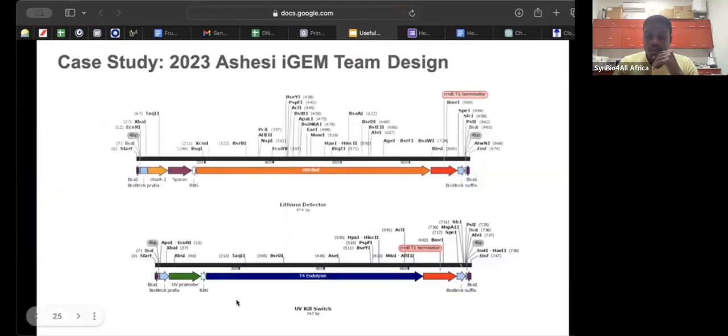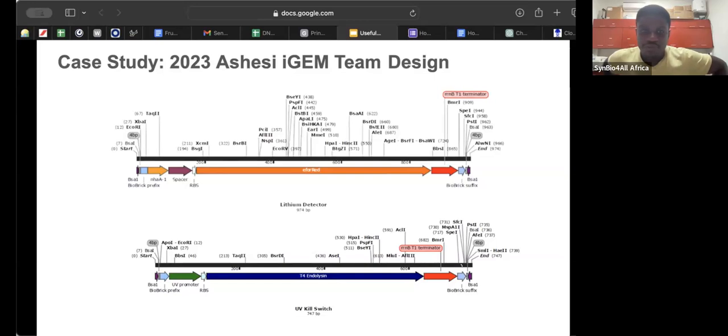Okay. So there are two designs that I just want us to look at, and then we go back to the last couple of things I'm going to show you, and then we wrap up for the day. These are two designs that the HSC team did this year.